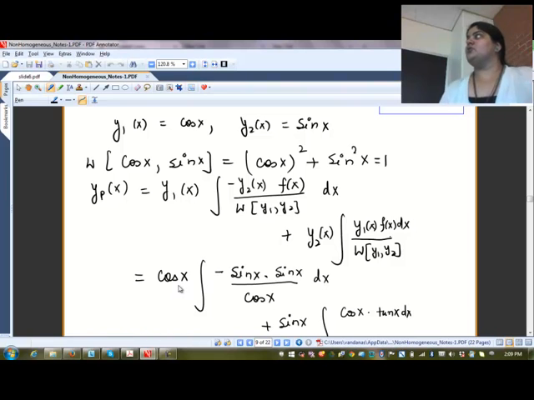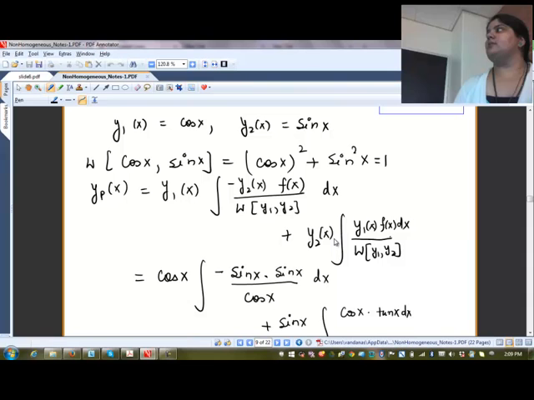So when you put all these things together, f(x) is tan x. y1 I chose here to be cosine x, right? And y2 I chose to be sine x. So I will place my y1 here as per the formula, minus y2, which is negative sine x, and then f(x) is tan, which I wrote down as sine over cosine, and the Wronskian is basically 1 of cosine x and sine x, so it's just 1.